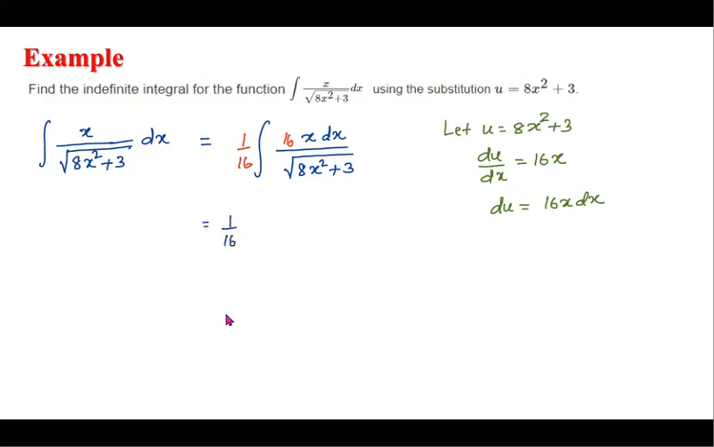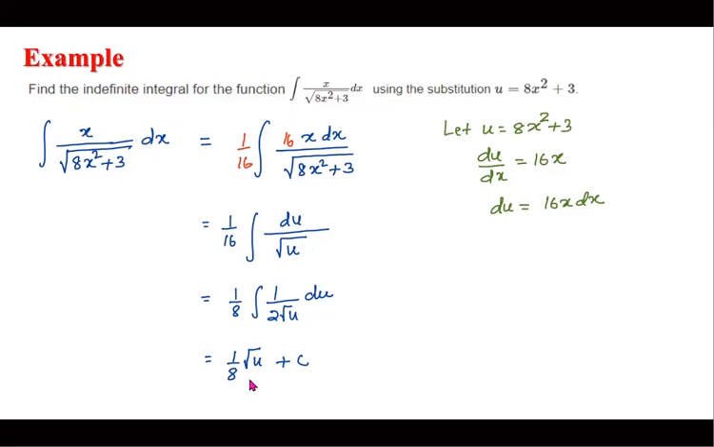1 over 16 and square root of, in the denominator, square root of u, because 8x squared plus 3 is a u, and the numerator 16x dx is a du. Okay, I can write like this: 1 over 8 times the integration of 1 over 2 square root of u du, because 8 times 2 is 16. And the reason I wrote like this is 1 over 2 root u. I know the integration of 1 over 2 times the square root of u. That is square root of u. And then we add plus c, because the derivative of square root of u is 1 over 2 square root of u. So the integration of that will be u.